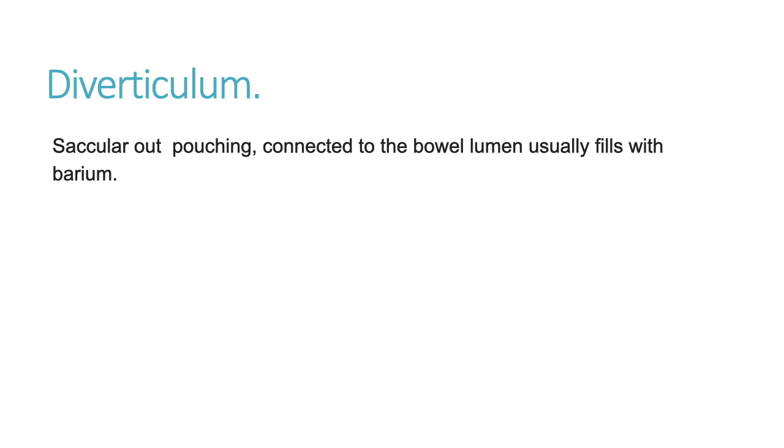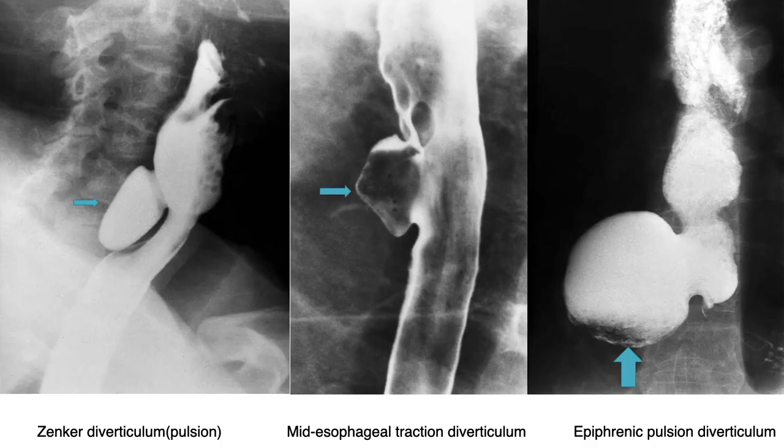Another terminology is diverticulum. A diverticulum is a circular outpushing connected to the bowel lumen, usually filled with barium. So let's start with the esophagus. In the esophagus we have diverticulum in the first part, then in the second part, and then the distal or inferior part of the esophagus.